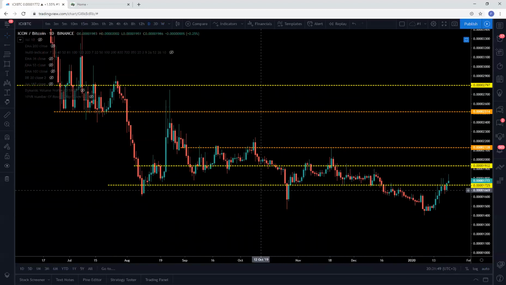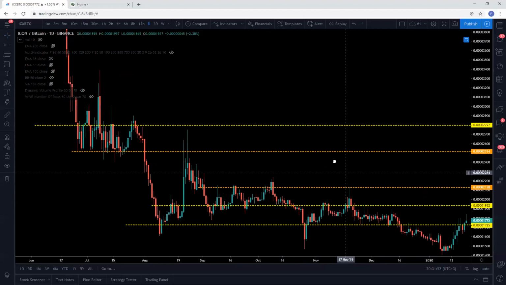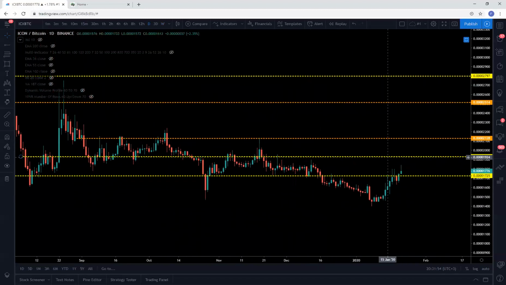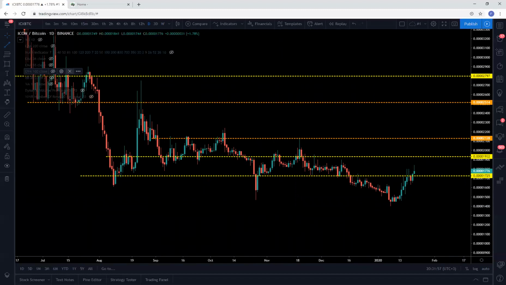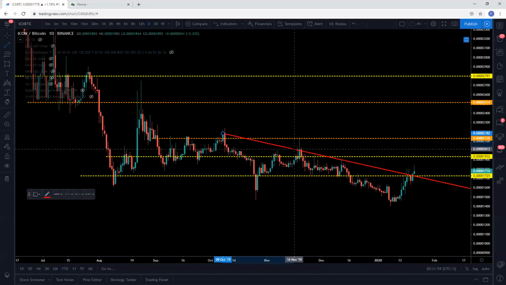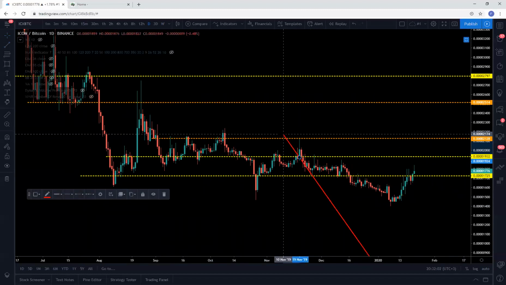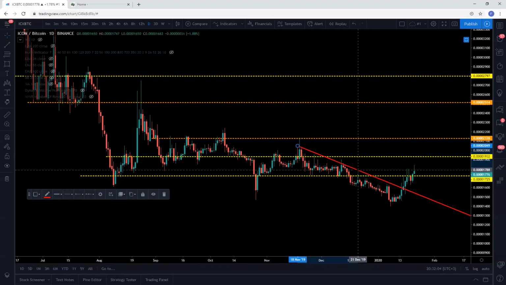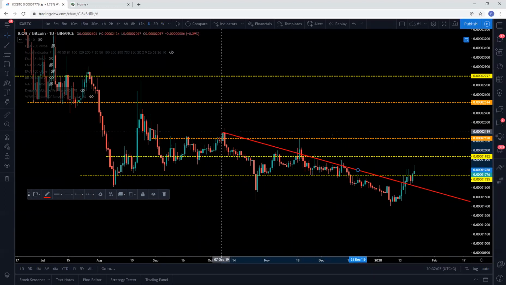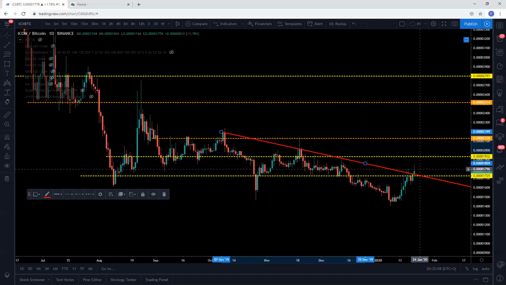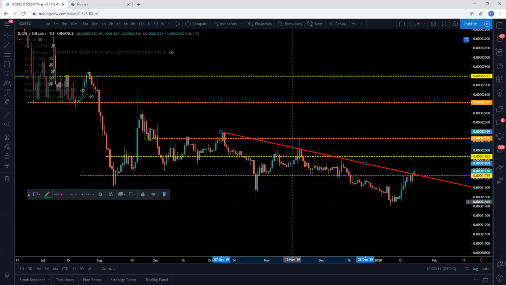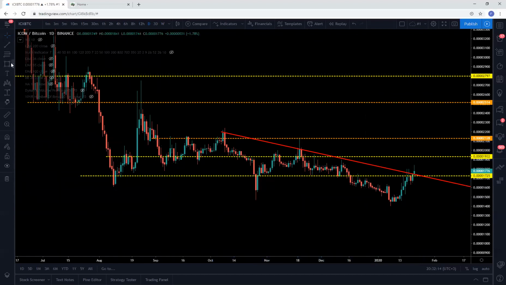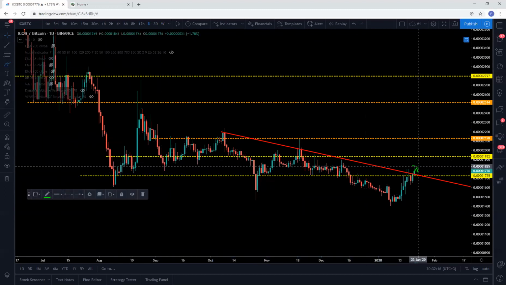Yellow are key SR levels on the weekly, and the orange ones are based on the daily time frame. Now, as we said, we had a downtrend on the daily time frame. We had this downtrend, and the coin today is breaking through this downtrend. So what I will be looking for is a close above this level, a successful retest, then I am okay to long this one, targeting the upper daily and weekly resistance levels.